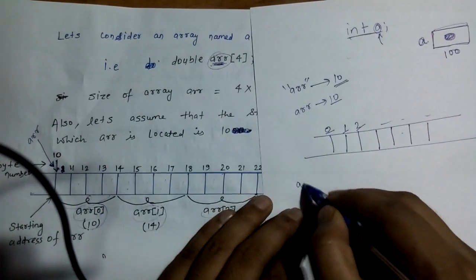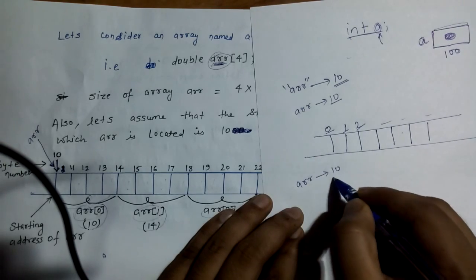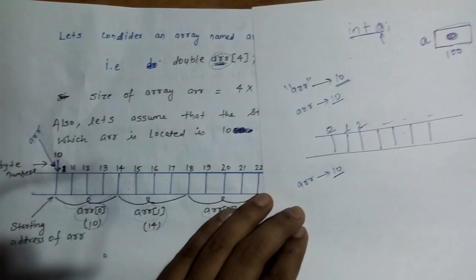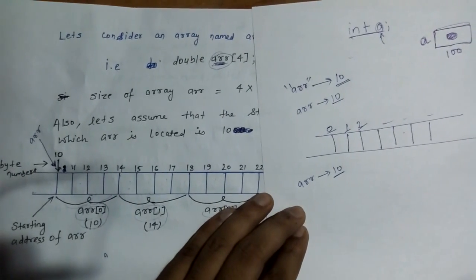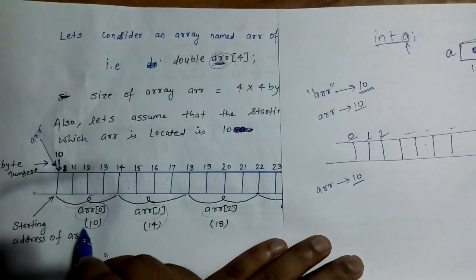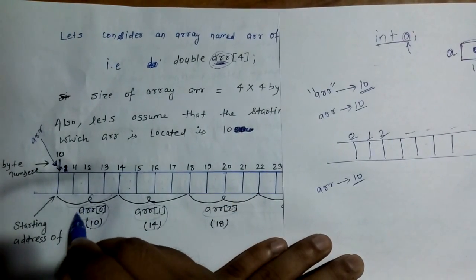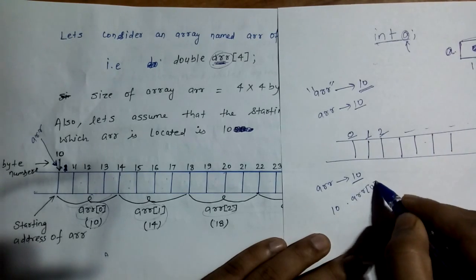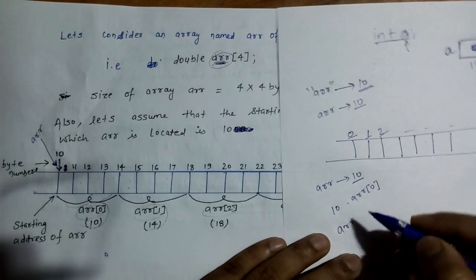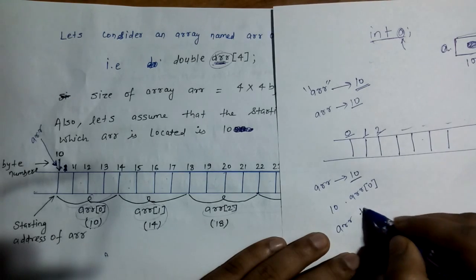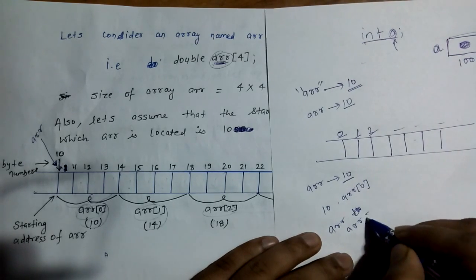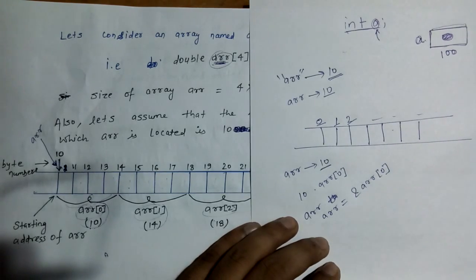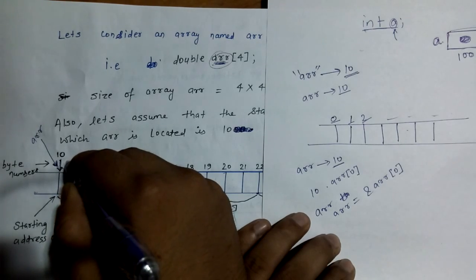I've already told you, if you write array, it is as good as writing the address 10, the name of the array. And we also know that 10 is the address of the first element of the array. That is, 10 is also the address of ARR 0. That is, ARR is equal to the address of ARR 0. So if you write ARR, you are outside of this box.